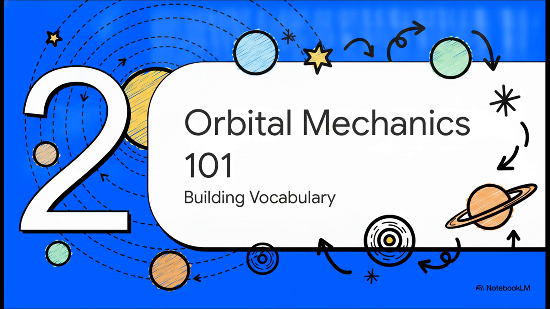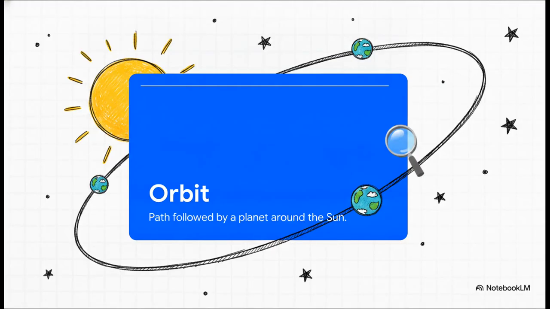Let's move on to part 2, Orbital Mechanics 101. Now, like any good physics class, we need to build our vocabulary first, so we're all speaking the exact same scientific language. First up, orbit. Very simply put, an orbit is the path followed by a planet around the sun. It's literally the track our Earth is running on right now.